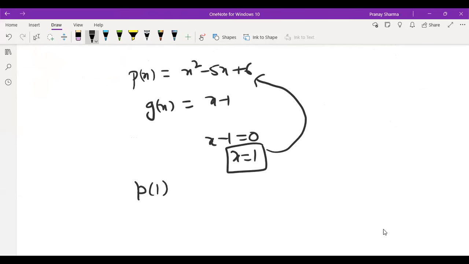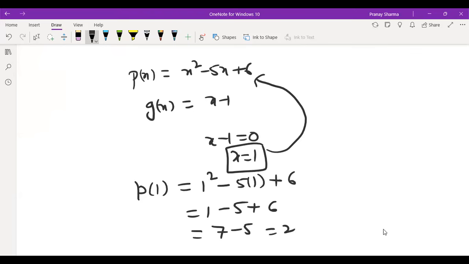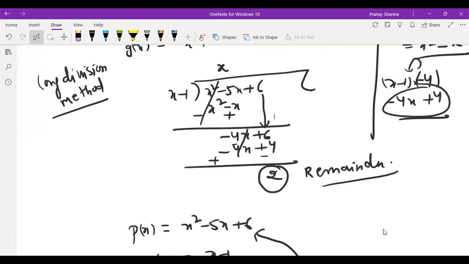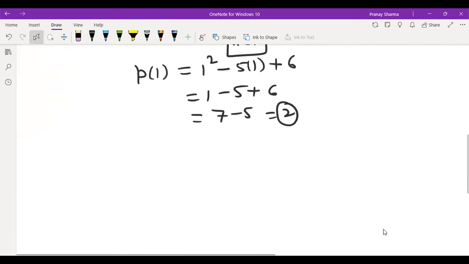So if we calculate p at 1, this will be 1 square minus 5 times 1 plus 6. So this will be 1 minus 5 plus 6. According to BODMAS, addition is to be done first. 7 minus 5, that is nothing but 2. Are we getting the same remainder that we got using the long division method? Yes. So this verifies the remainder theorem.